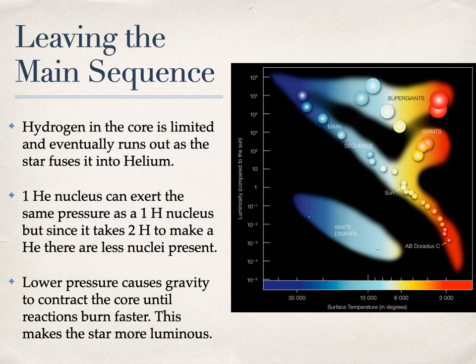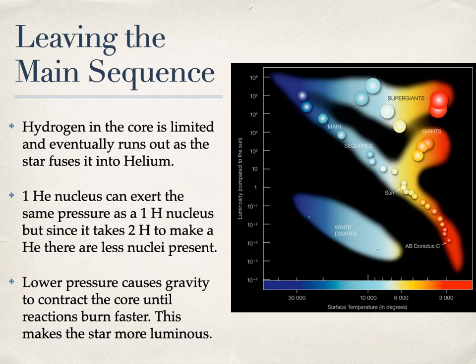And as gravity contracts inwards, the core gets hotter, right? So the reactions actually speed up. And then that hotter core makes the star more luminous. So it gets brighter. And remember, the HR diagram is determined by both temperature and brightness, luminosity. And so the star starts to peel off the HR diagram, and it peels off upwards and to the right.